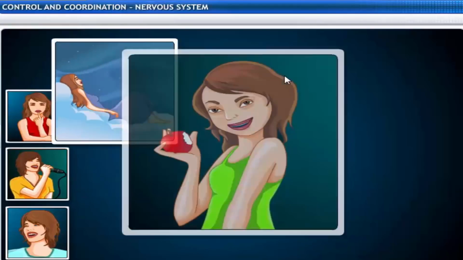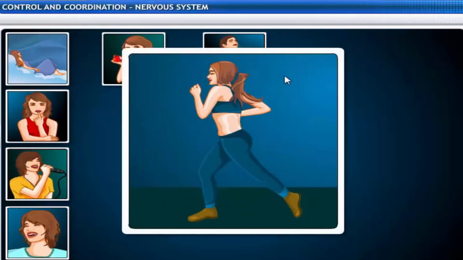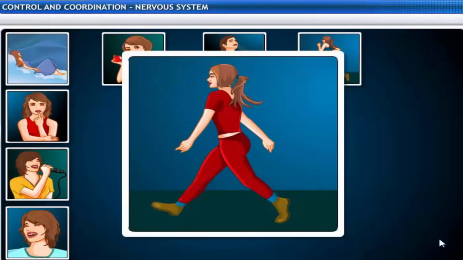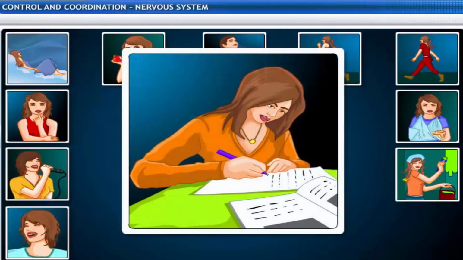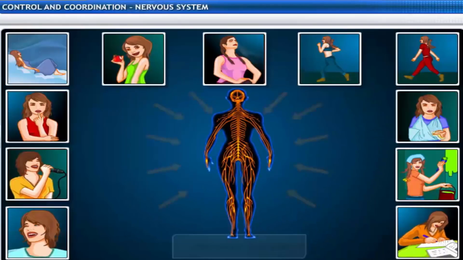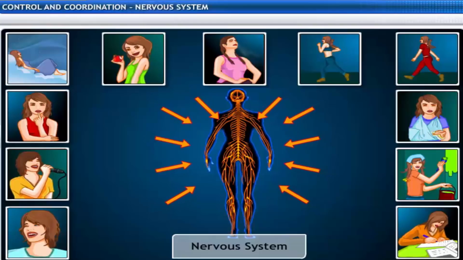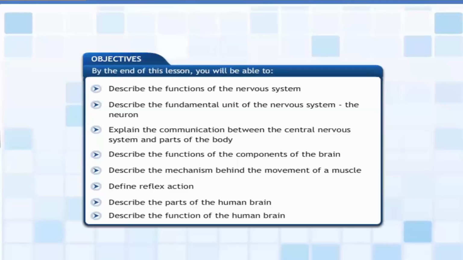Dreaming, tasting, breathing, running, moving, feeling pain, painting, writing. We cannot do any of these things without our body's nervous system. In this lesson, you will learn about the nervous system and its components, reflex action, and the structure of the human brain.